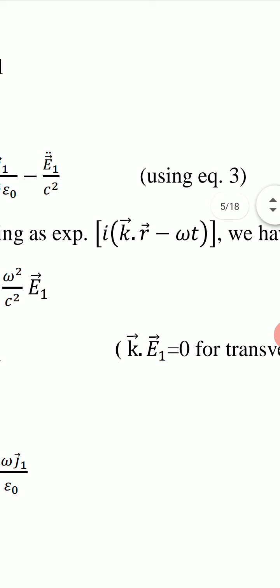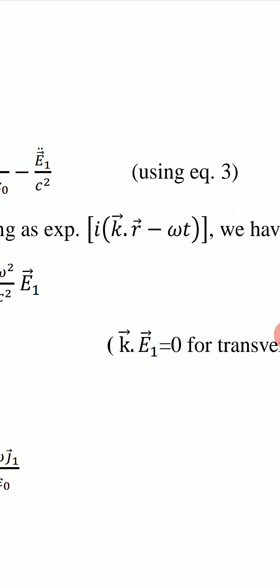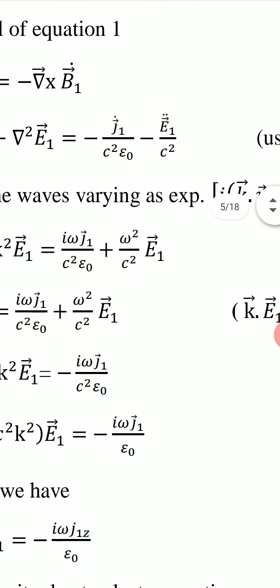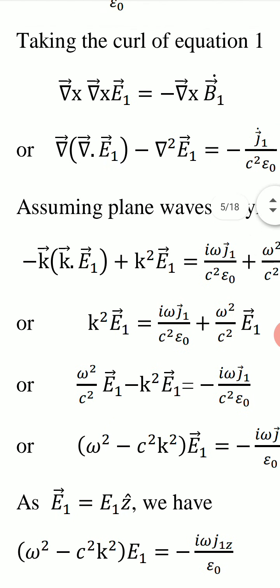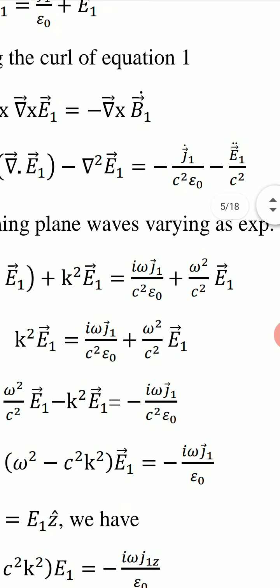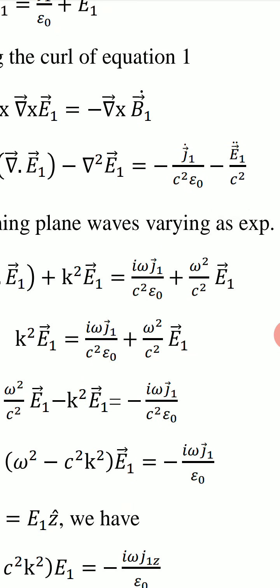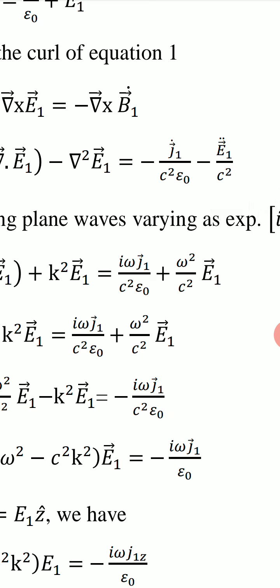Now for a transverse wave, k vector dot E1 vector is 0, because k vector is perpendicular to E1 vector. K vector is along the direction of the x-axis, and E1 vector is along the direction of the z-axis. So this dot product will become 0. The first term on the left-hand side becomes 0, and the left-hand side is now k square E1 vector, which equals i omega J1 upon c square epsilon 0 plus omega square upon c square E1.